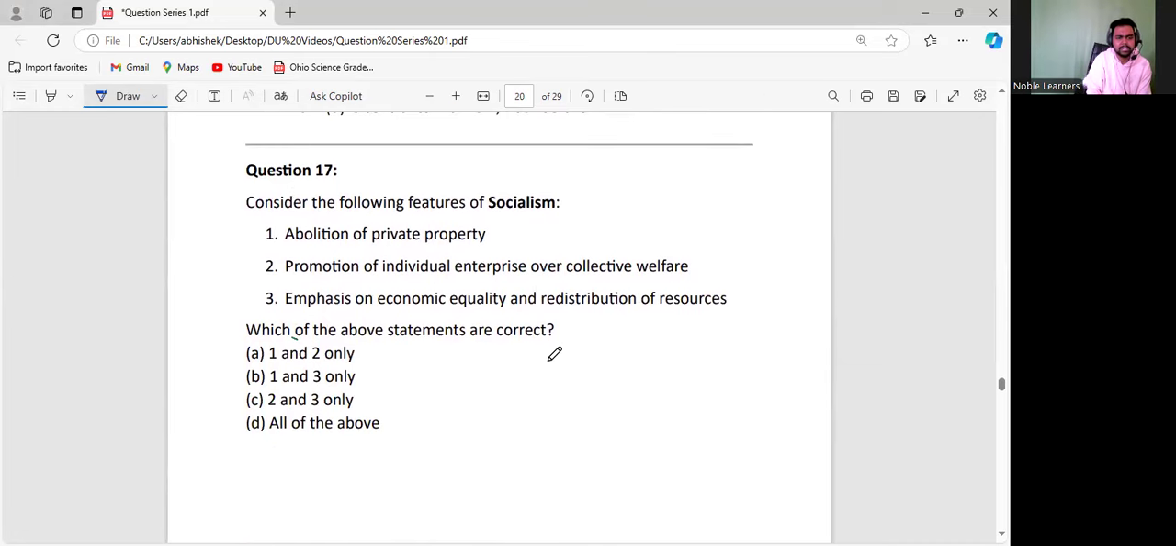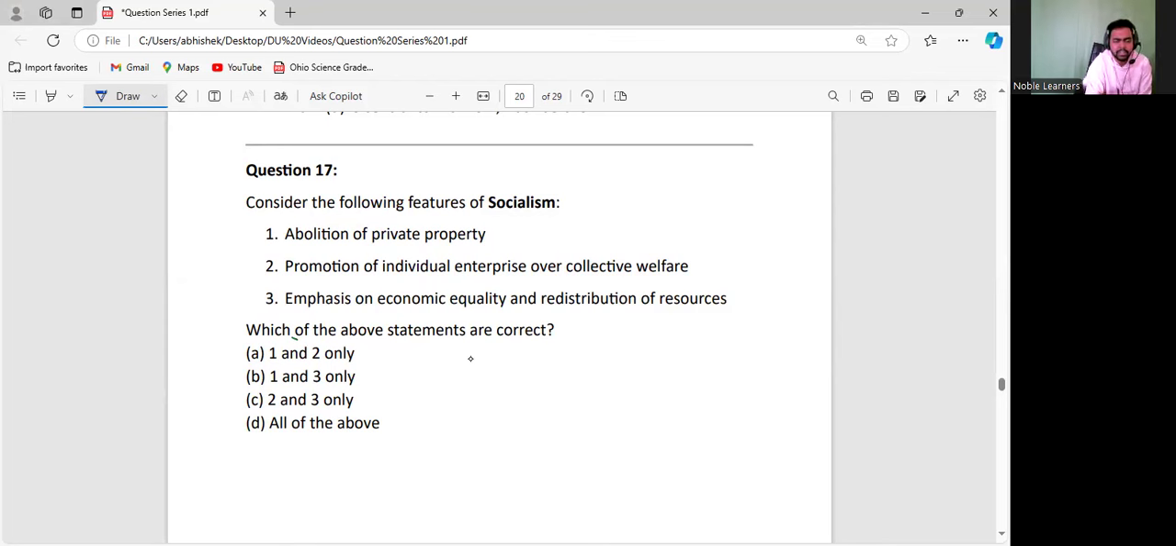Let us go to the next one. Question number 17. Socialism. So it's not Marxism or communism. Socialism, evolutionary socialism, something like that. The options: abolition of private property; promotion of individual enterprise over collective welfare, where enterprise means giving more importance to the individual; and emphasis on economic equality and redistribution of resources. First of all, answer this. I hope you get this one.